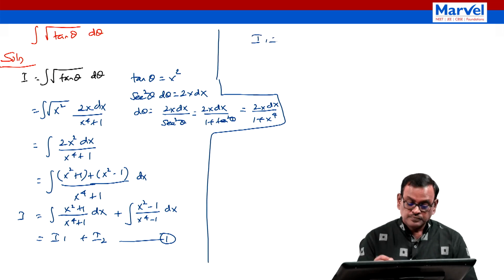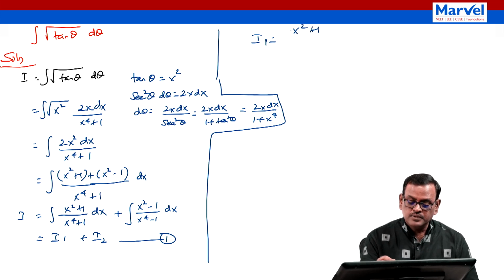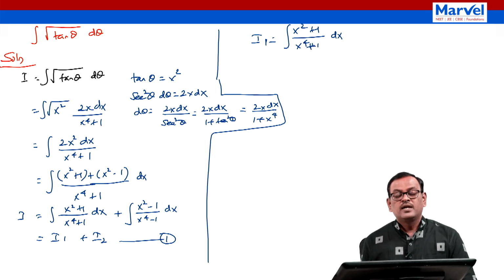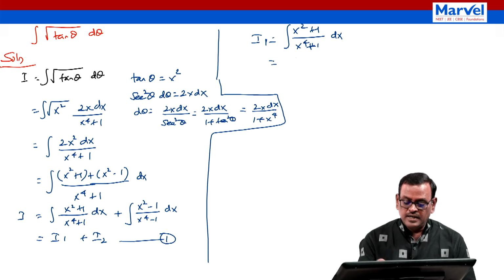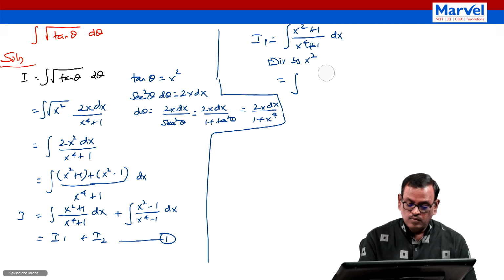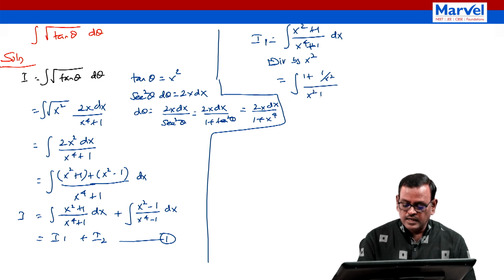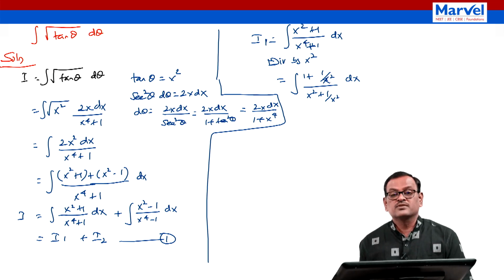I1 equal to integral of x square plus 1 by x power 4 plus 1. Already we discussed this working rule: divide by x square. Whenever the numerator is second degree and constant term, and the denominator is fourth degree, second degree and constant term, the working rule is divide by x square. If you divide by x square, which implies 1 plus 1 by x square dx by x square plus 1 by x square.